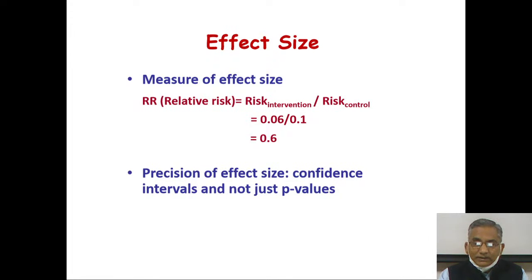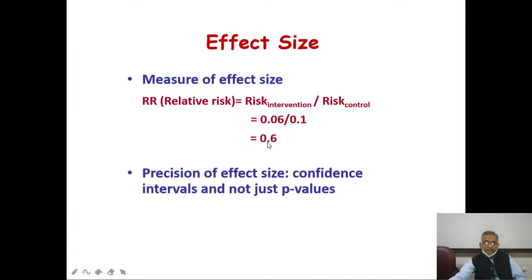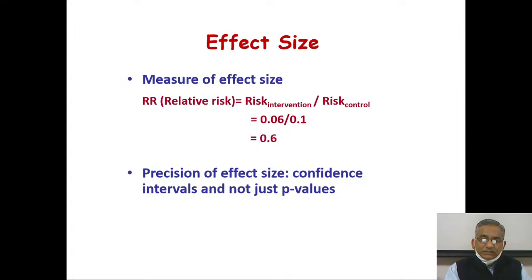Confidence interval means you would say that when I did my study, I got a relative risk of 0.6. That means if I give the intervention, 40% of the risk is taken away. So this is in one study. Then you have to tell that if I do the study 100 times, in 95 of the studies, this is what the relative risk would be. So you are supposed to provide a range of results that you are likely to get 95% of the times. That is the confidence interval.